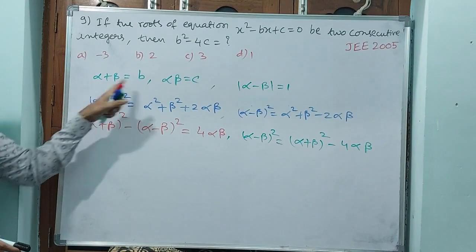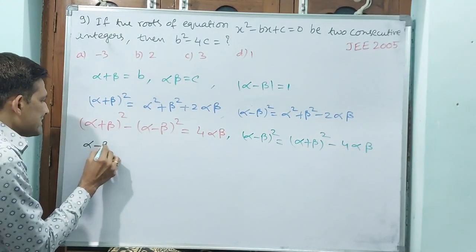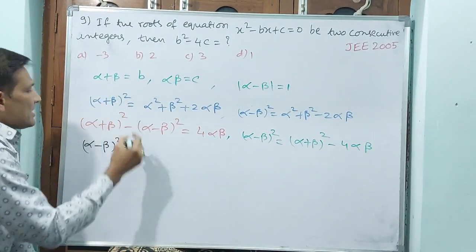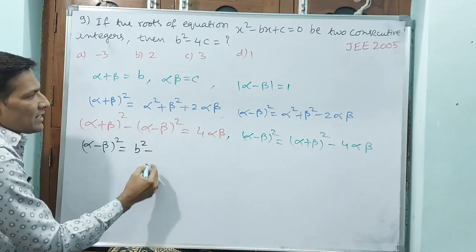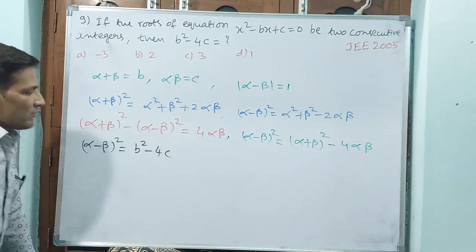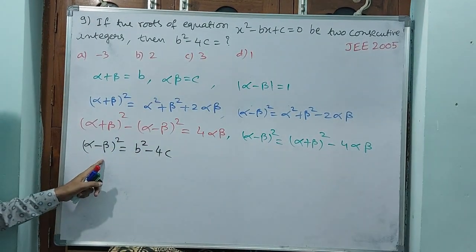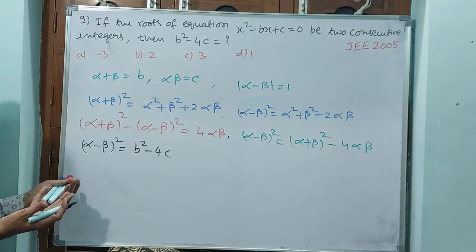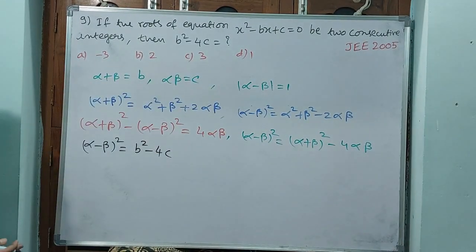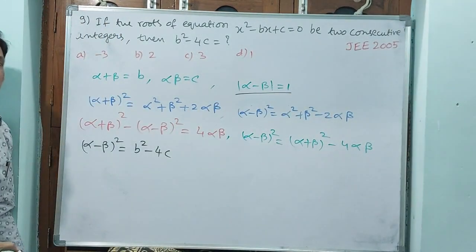Now you go back. You are having alpha plus beta and alpha beta both. Alpha minus beta whole square is equal to alpha plus beta whole square. Alpha plus beta is b, so b square, minus 4 into alpha into beta. Alpha into beta is c. B square minus 4c, you see, b square minus 4c only they are asking. This is equal to alpha minus beta whole square. But you cannot write alpha minus beta whole square, because you have to give the value in the answer. How are you going to do the answer? Now you go here. You see here, alpha minus beta modulus is there.